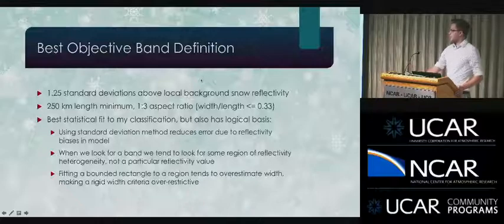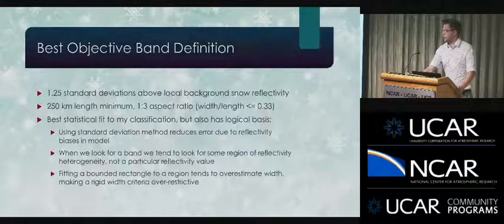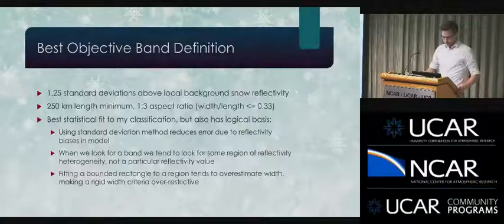So like I mentioned before, the best definition was 1.25 standard deviations above the background, 250 kilometer length minimum, and a 1-to-3 aspect ratio. And this has a few benefits. So I think when we look for a band, we tend to look for some region of heterogeneity rather than for a particular reflectivity value. And like I mentioned before, fitting a bounded rectangle to a region tends to overestimate the width. So I think the size criteria of an aspect ratio makes more sense than using a range.